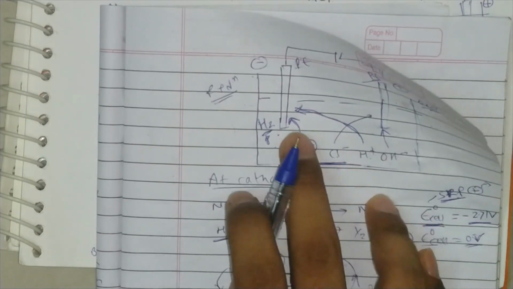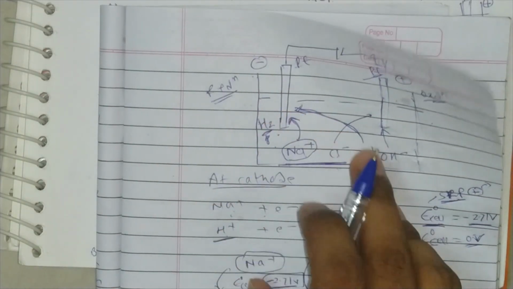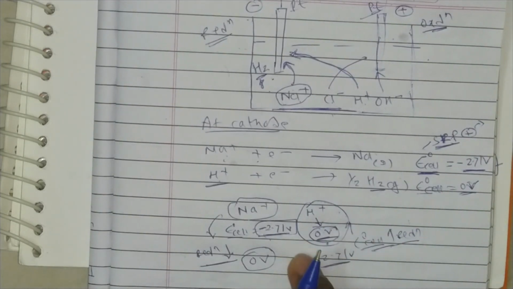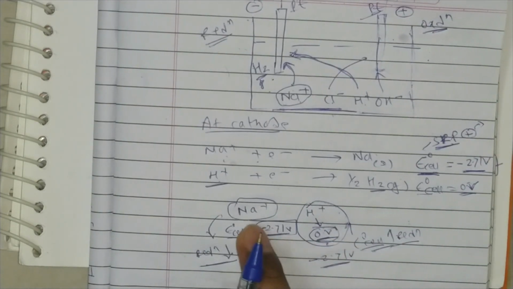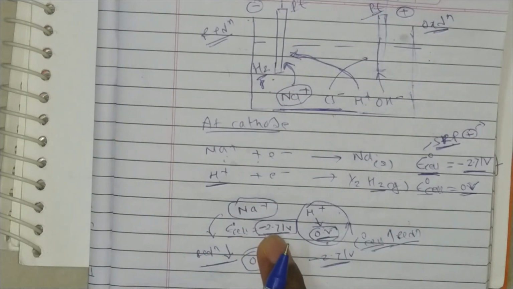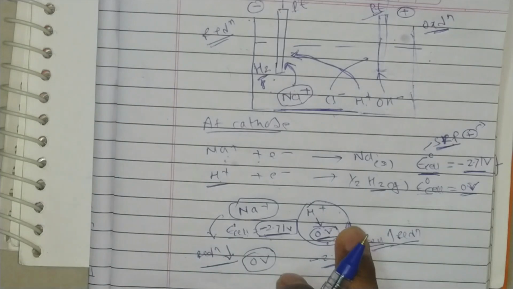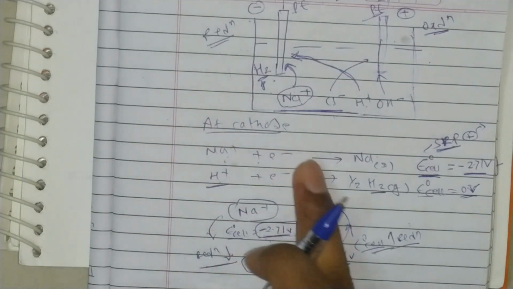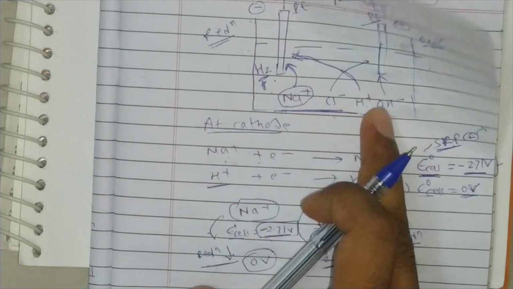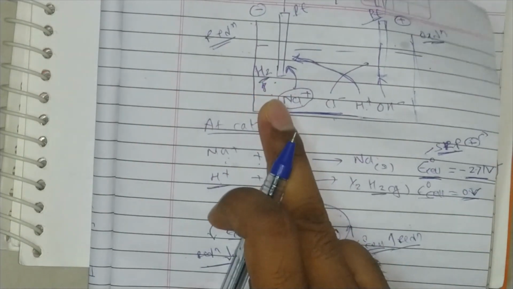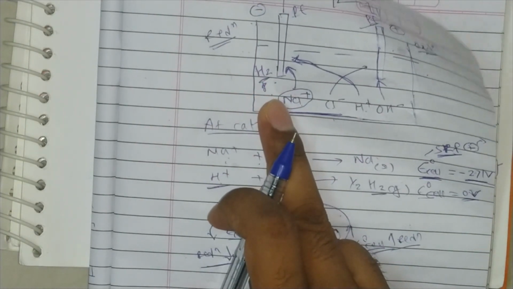So hydrogen preferably goes to the cathode because its reduction potential is more positive compared to sodium. See, the reduction potential of hydrogen is 0 volt, whereas the reduction potential of sodium is minus 2.7 volt, which is negative. So hydrogen will undergo reduction at the cathode, and there is a formation of hydrogen gas. Clear? So the product of electrolysis of aqueous NaCl solution at the cathode will be H2 gas, not solid Na being deposited.